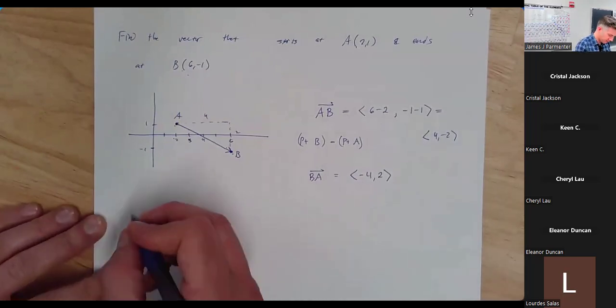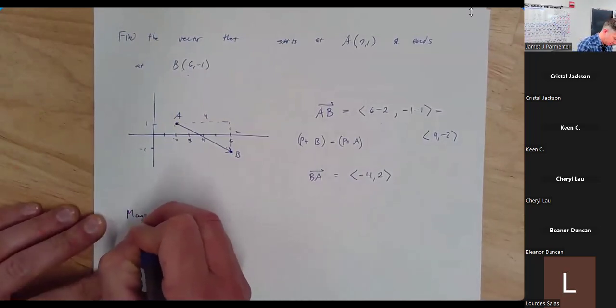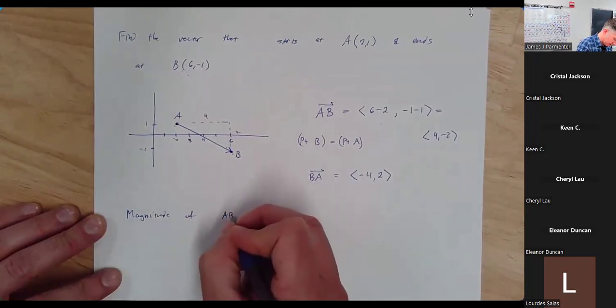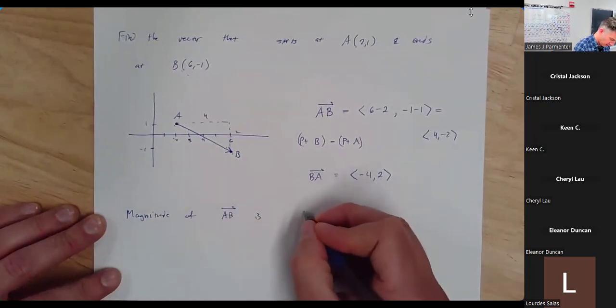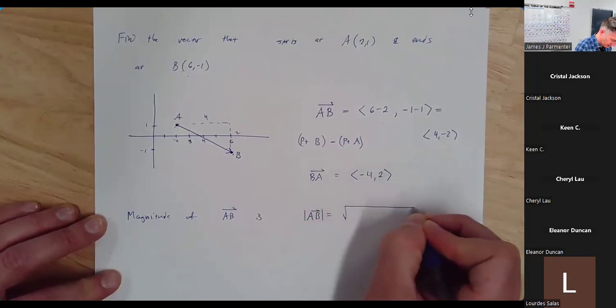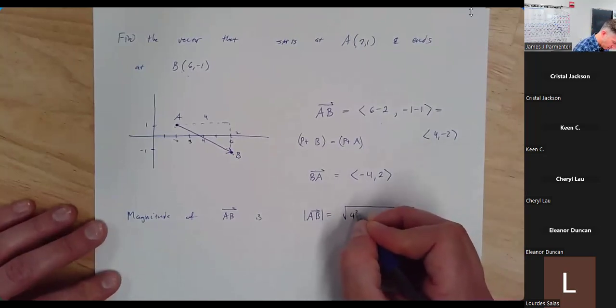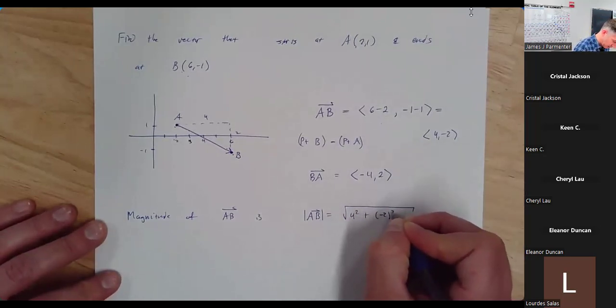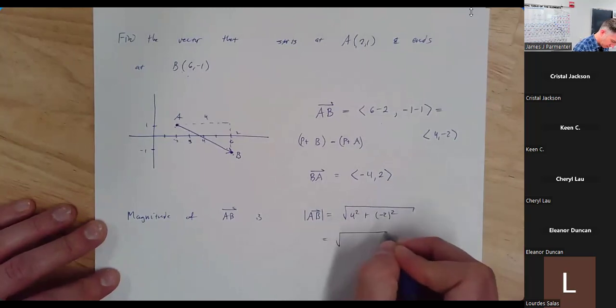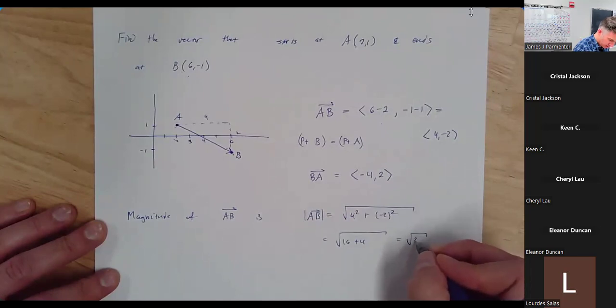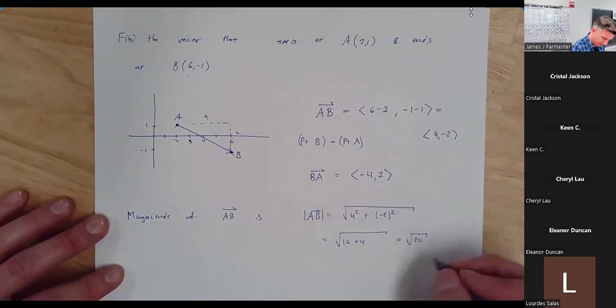And what's the magnitude of this vector? The magnitude of AB is equal to the square root of the components squared added together. So it's going to be the square root of 4 squared plus negative 2 squared, which is the square root of 16 plus 4, which is the square root of 20, which you could leave as the square root of 20, or you could simplify a little bit, right, as 2 root 5.